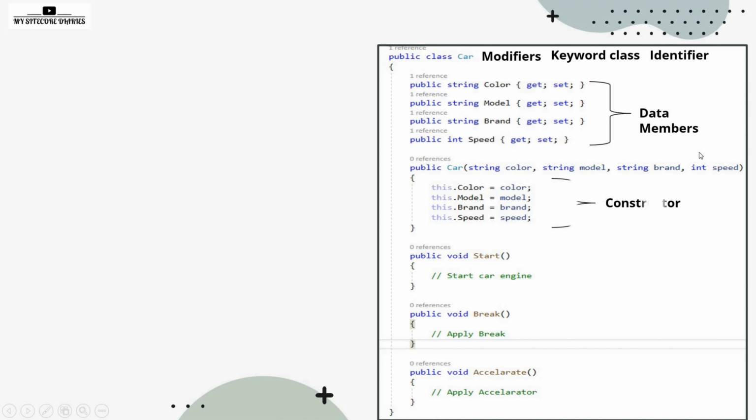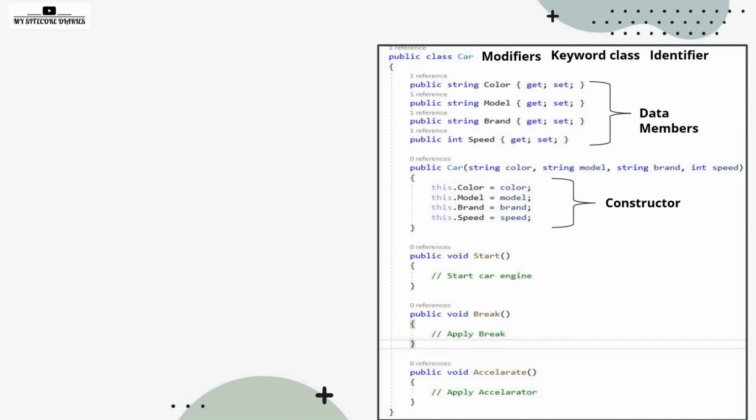Then we have a constructor of the class. When you create an object, the constructor will get called automatically, and you can pass the object values to it. We'll see what that is. The constructor also we will see in detail later.